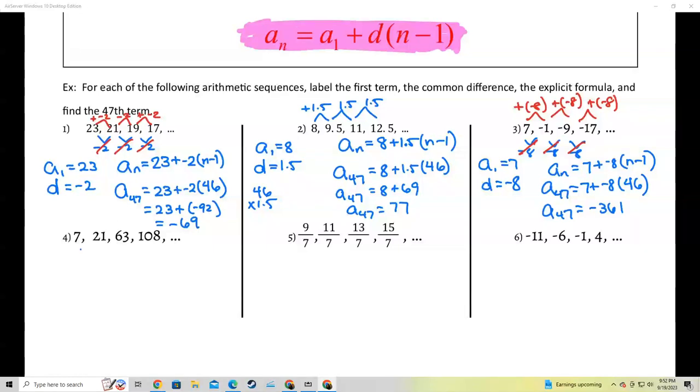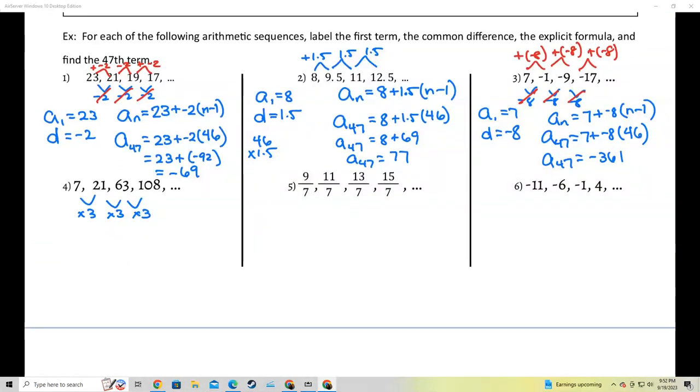All right, on this one, it looks like I'm multiplying by 3, multiplying by 3, multiplying by 3. You know what that means? This is not an arithmetic sequence because I don't have the same common difference. So I can't do this problem yet. I know my first term is 7, but there is no common difference. So it doesn't work. You know what? Instead of that, let me put NA. Not applicable. And I can't find the explicit formula yet. You'll be able to find it later, okay?